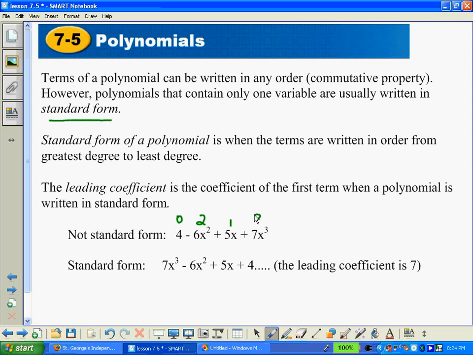You'll also hear people talk about this thing called the leading coefficient. The leading coefficient is simply the coefficient of the first term when a polynomial is written in standard form. A polynomial has to be written in standard form in order for you to talk about what the leading coefficient is. In this polynomial, where it's written in standard form, the leading coefficient is 7 because that's the coefficient of the first term.